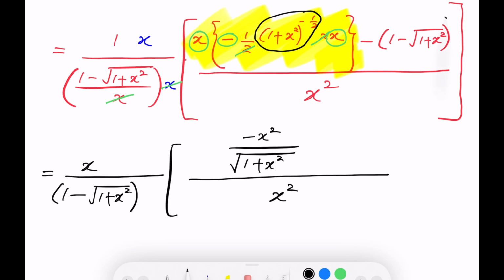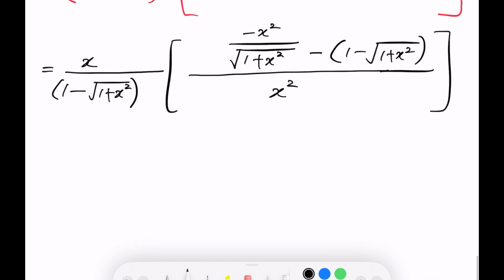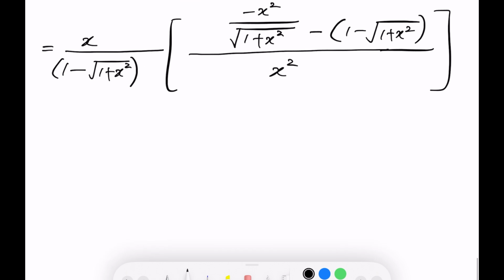And then I need to subtract this term. Let me write that down. Minus 1 minus square root 1 plus x squared. Close parenthesis, close brackets. We can do some further simplifications for this statement. You can see that one of the x's from these two places can be divided out. In the denominator, I have x squared, so one x can be divided out, and this x will be gone, and it will be 1 over.